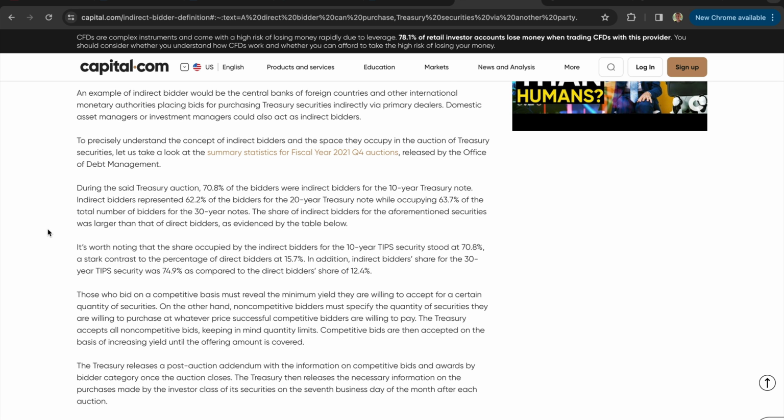Now, you can see that these indirect bidders can actually play a huge role in the treasury market at times. Back in 2021, there was an auction where over 70% of the bidders were indirect bidders from foreign countries, so they do actually play a large role in setting the rates for the US debt.